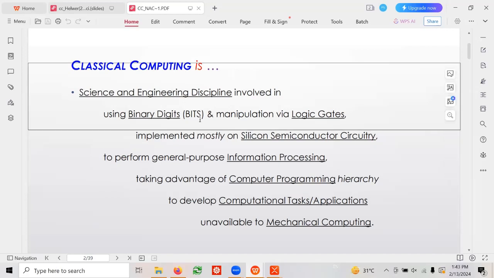Uses binary digit, and this is called bit. Binary digit, B-I-T: you cut B-I from binary and take T from digit. So basically it's B-I here plus T over here. So that's the bit, okay? So the bit is a binary digit, that's manipulated.